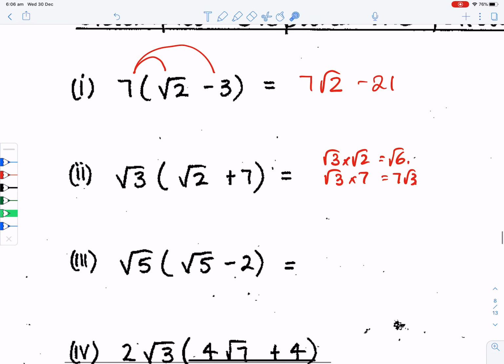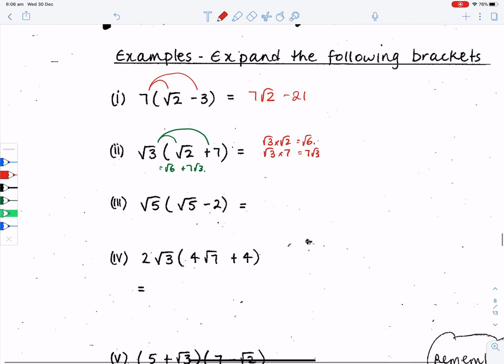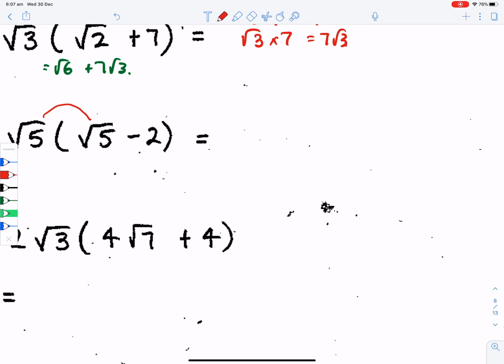So going back to this question now, root 3 times root 2 is root 6 and you stop. And root 3 times 7 is 7 root 3 and you stop. Okay, the next one, root 5 times root 5. There's no need here to do root 5 times root 5 is root 25, which then becomes 5, okay? That's too much.